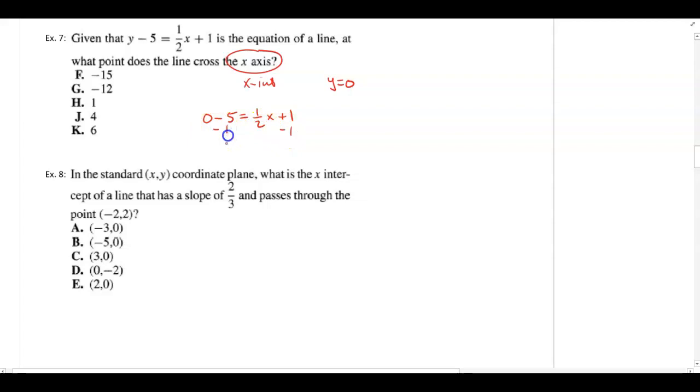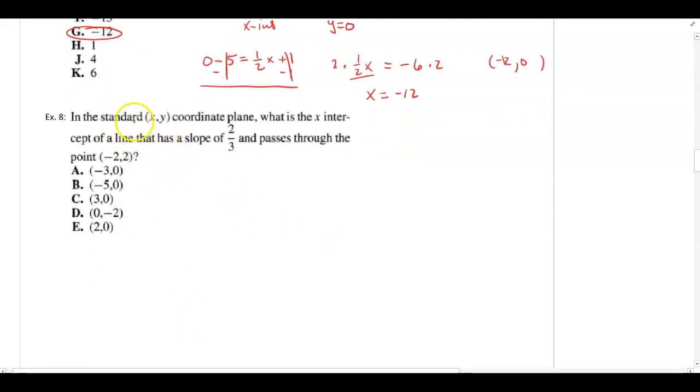I'm going to subtract 1. Now I'm going to write this a little easier to see. I would get 1 half x on this side equals negative 5 minus 1 is negative 6. Then you can either divide by 1 half, or I like to multiply by the denominator, and x would equal negative 12. So your x-intercept would be negative 12, 0, or what x coordinate would it be? Negative 12.